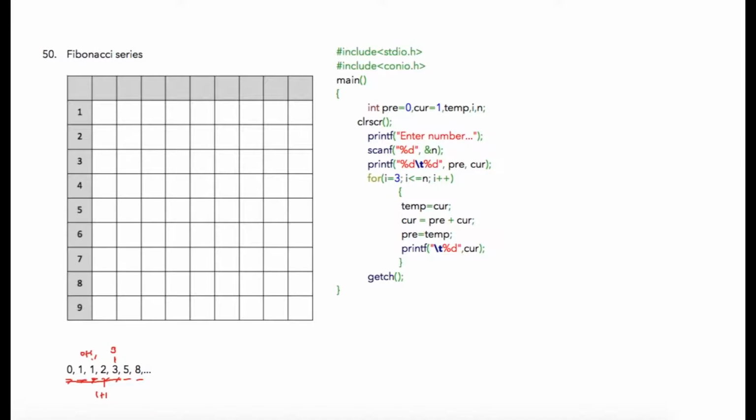So to solve this problem, we will require two variables. I'm naming them as previous and current. I'm using short forms over here. So we are going to initialize previous equal to 0 and current equal to 1, which are two first numbers. So these will be first two numbers of the series.